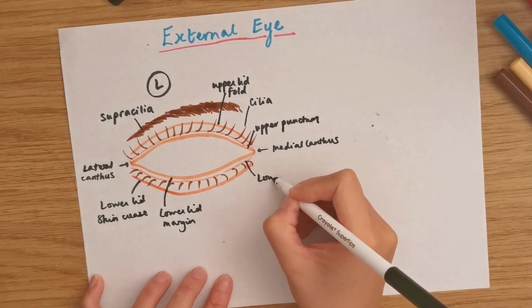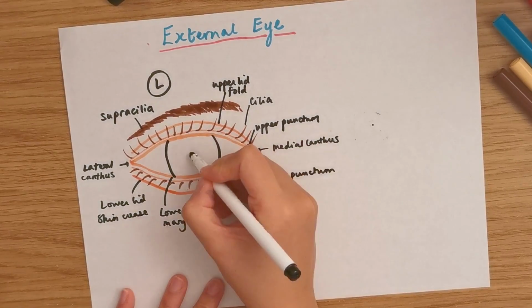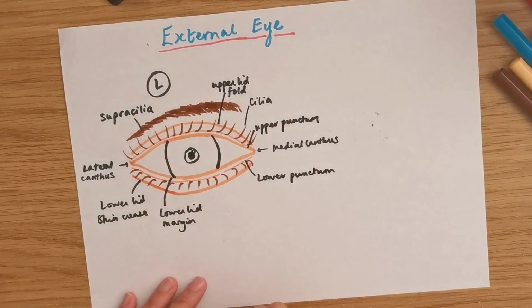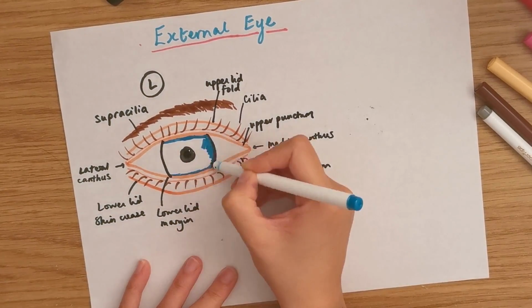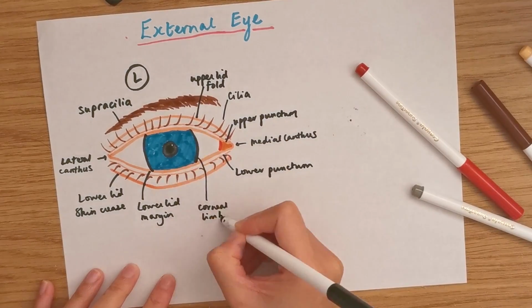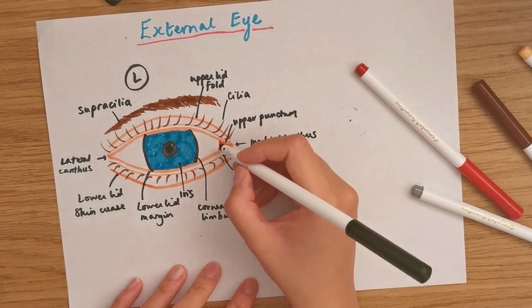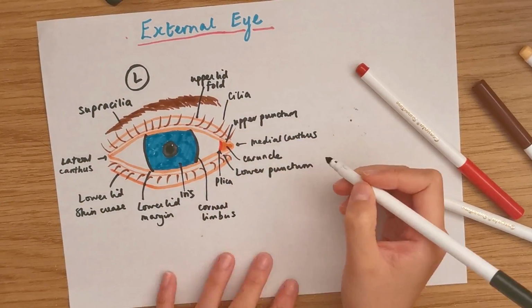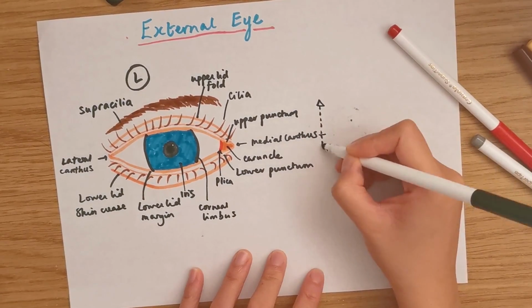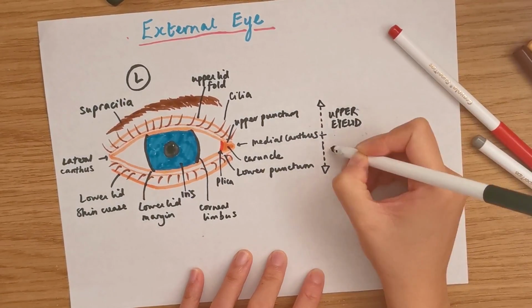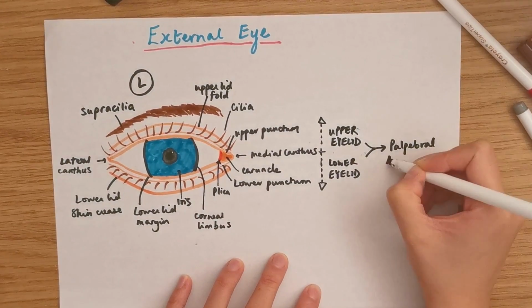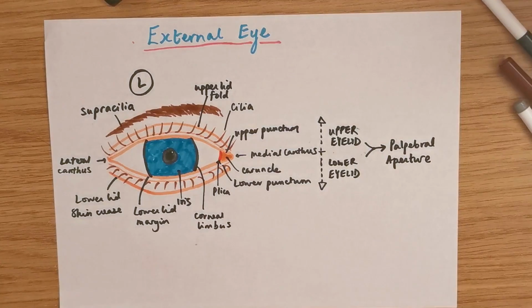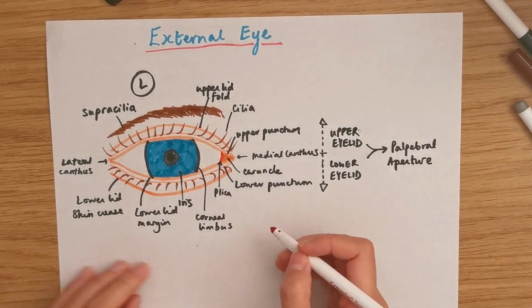On the medial side, you have the upper punctum and the lower punctum. And then here's your pupil with the iris and your corneal limbus. And here's the plica and the caruncle. So above the lateral medial canthus is the upper eyelid, and below this is the lower eyelid. And the opening between these two is called the palpebral aperture.